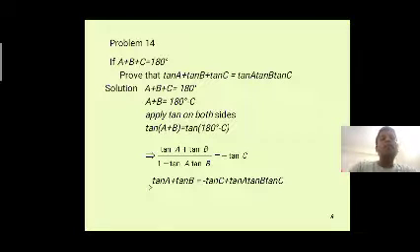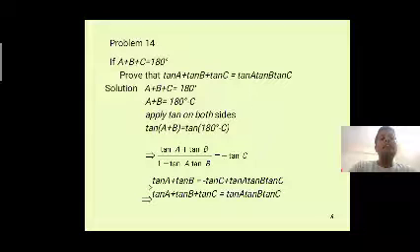Now we write tan A plus tan B equals, we can do the cross multiplication, we write minus tan C plus tan A tan B tan C. The next step, we write minus tan C. To go to the left side it will be positive. So that we write tan A plus tan B plus tan C equals tan A into tan B into tan C.